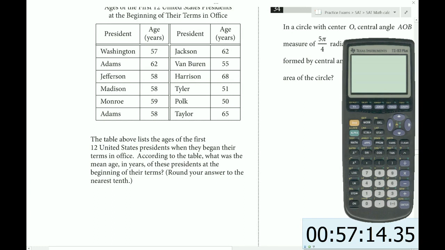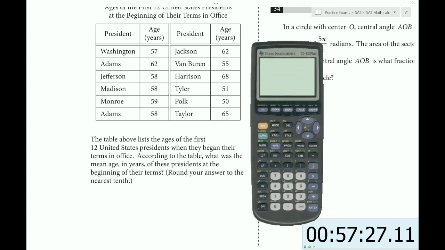The table above lists the ages of the first 12 United States presidents when they first began their terms of office. According to the table, what was the mean age in years of these presidents at the beginning of their terms? So for this one, we're going to need the calculator. We could do it longhand, just adding these together and dividing, or we could use the built-in list function to enter the list and then find the mean. For simplicity here, I'm just going to add them all up manually.